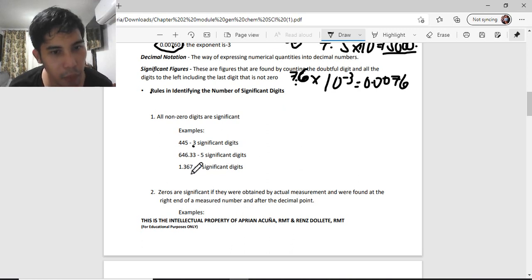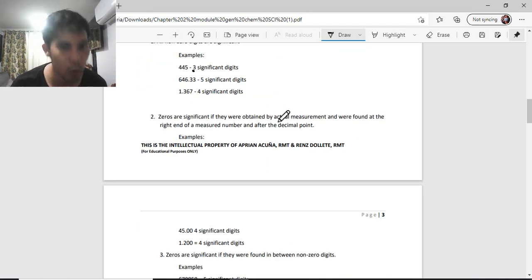For your 1.367, that is 4 significant digits, including the last digit that is not 0. Usually a 0 is not counted, but there are rules. Okay, rule number 2.